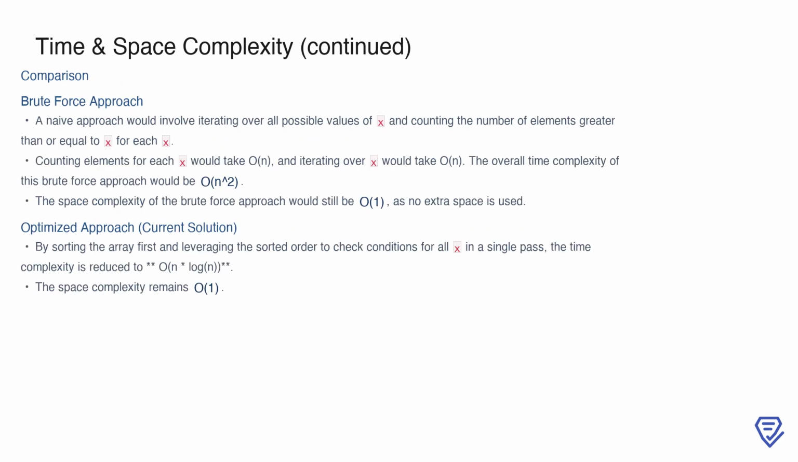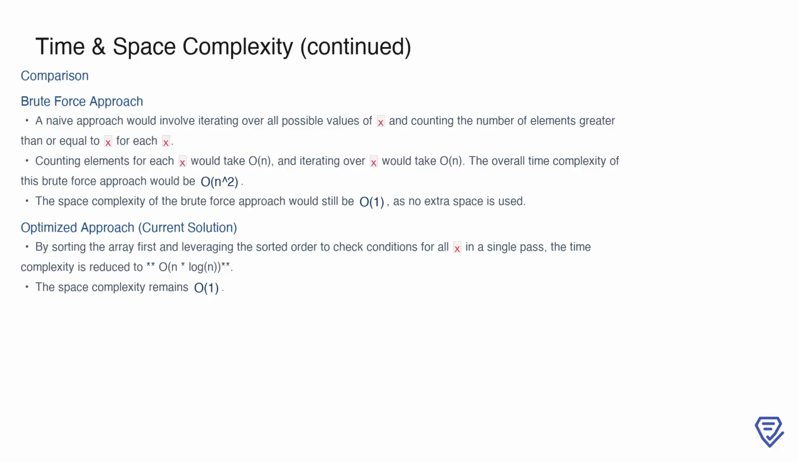To understand the benefits of this optimized approach, let's compare it to a brute force method. In a naive solution, we would iterate over all possible values of x and count the number of elements in the array that are greater than or equal to x for each iteration. Counting elements for each x would take O(n) time, and since we repeat this process for all x, the total time complexity would be O(n²).